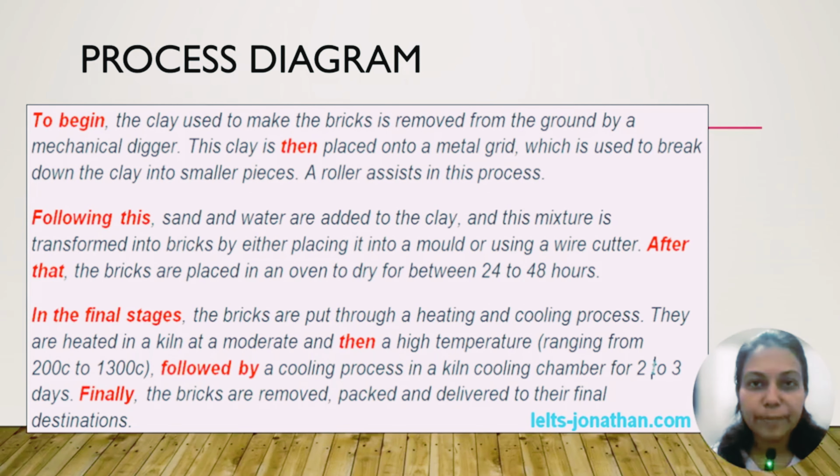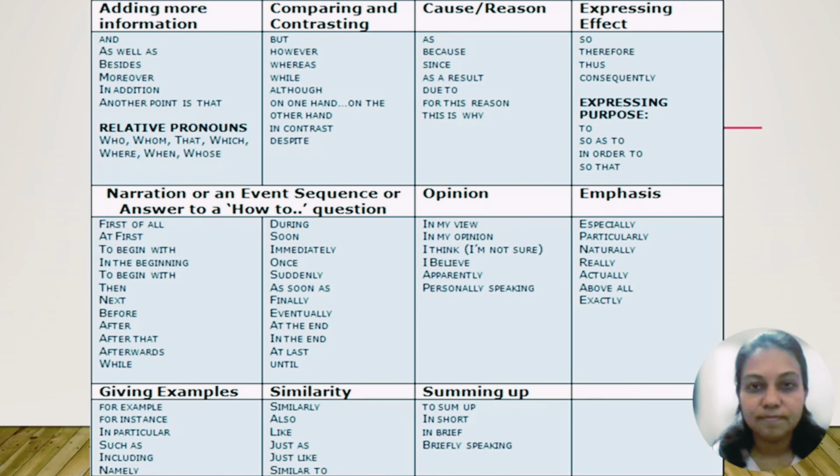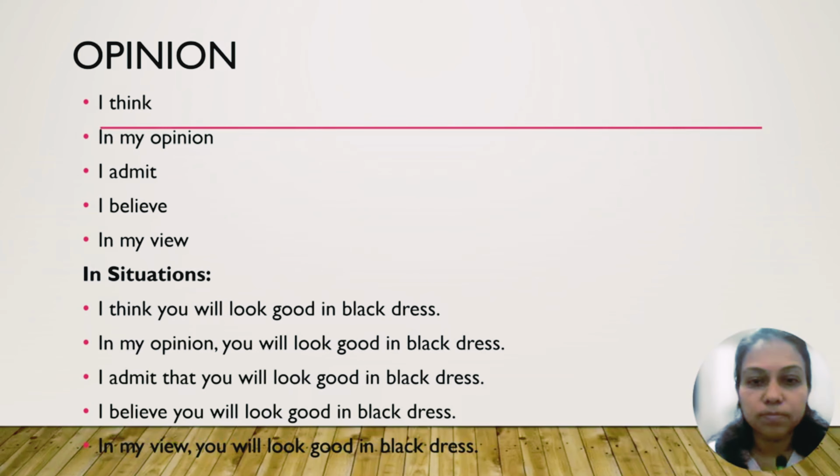Now here is a sample answer given for a process diagram from IELTS question. You can see here the red ones are the linkers which are used and these are the connectors, okay, for process diagram which you can use while giving your test. So once again pause the video and take the screenshot and read thoroughly. Again a few more examples of linkers and connectors for you to go through.